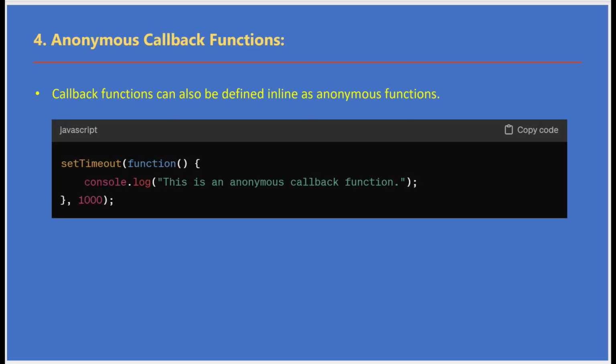So what if you don't want to define your callback function separately? Well, you can define it inline as an anonymous function. Here's an example of how you might do that with the setTimeout function.